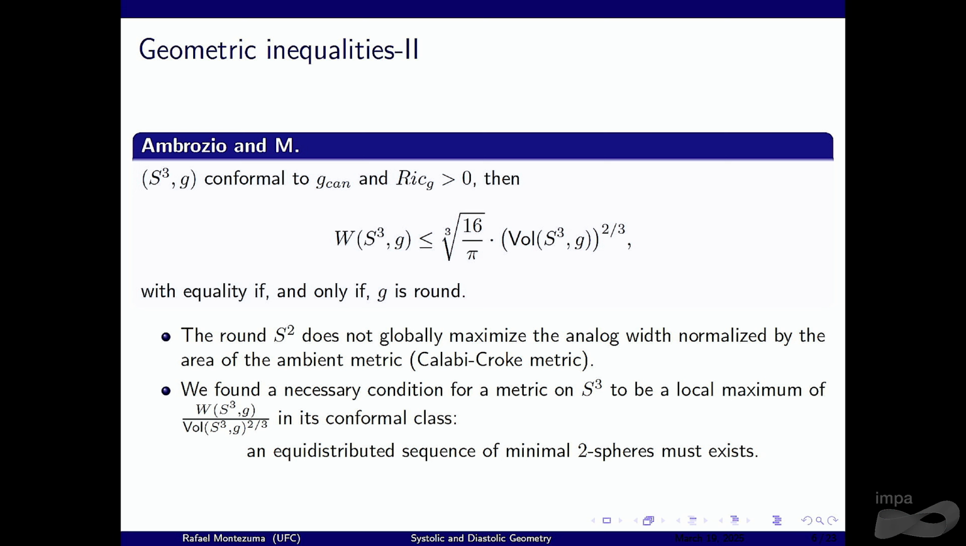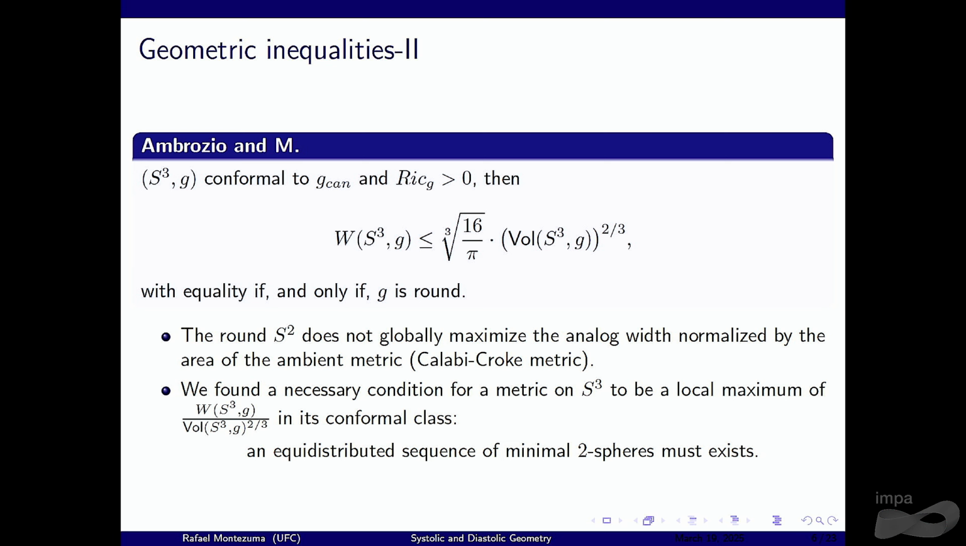So also related to this result, with Lucas, we obtained a necessary condition for a metric on S3 to be a local maximum of this normalized width in the conformal class. So namely, the result is the following. Very roughly, it says that if the metric is maximizing, even locally, then you have many minimal 2 spheres of index 1 whose area equals the width. Right? You have an equidistributed sequence of such objects.